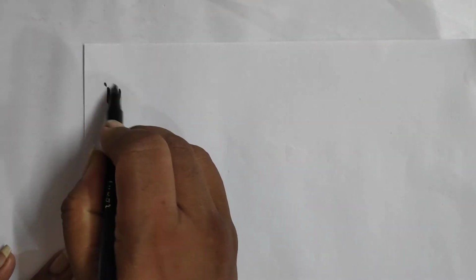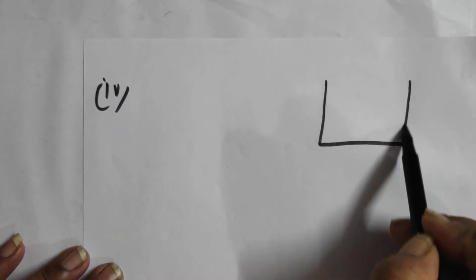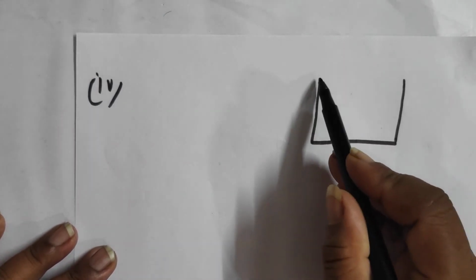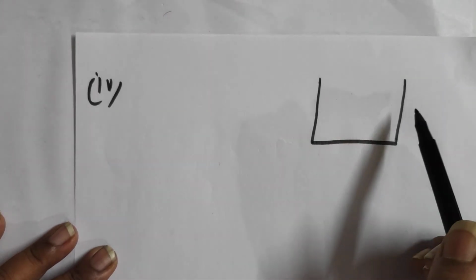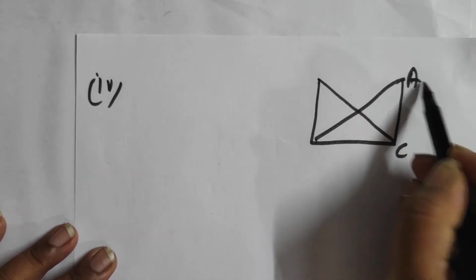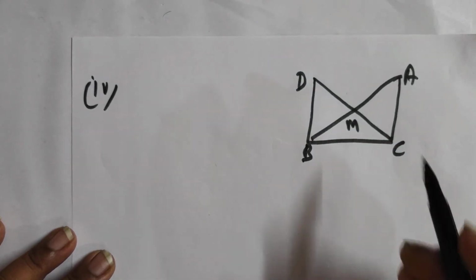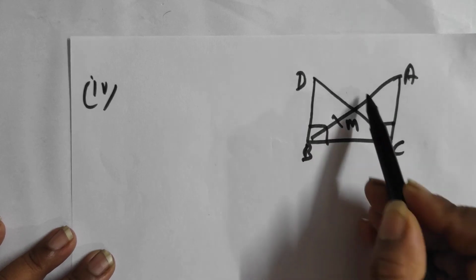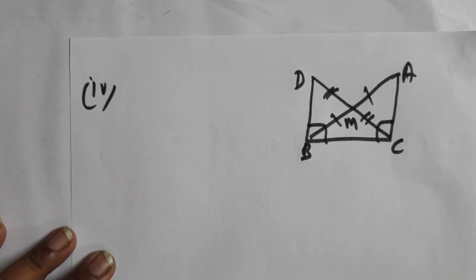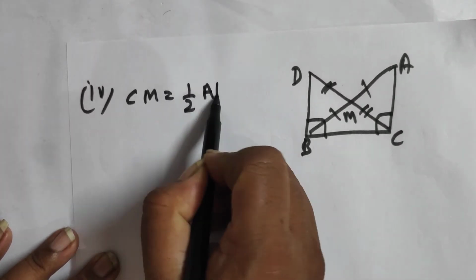Fourth one is CM is half of AB. Again, let's draw this figure for you. That is C, A, M, D and B. Yes. Now we have proved that this angle is 90 degree and this side is equal to this side. Now we have to prove CM is half of AB.